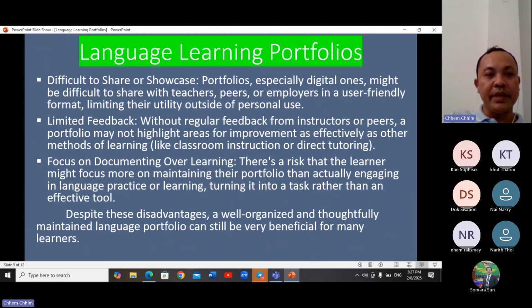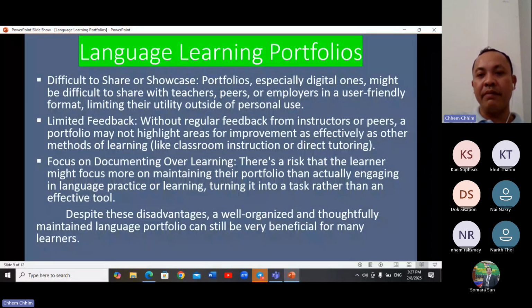More about disadvantages, it is hard to share or showcase portfolios, especially digital ones. It might be difficult to share with the teacher, peer, or employer in a user-friendly format, limiting their use outside of personal use. Next, limited feedback.